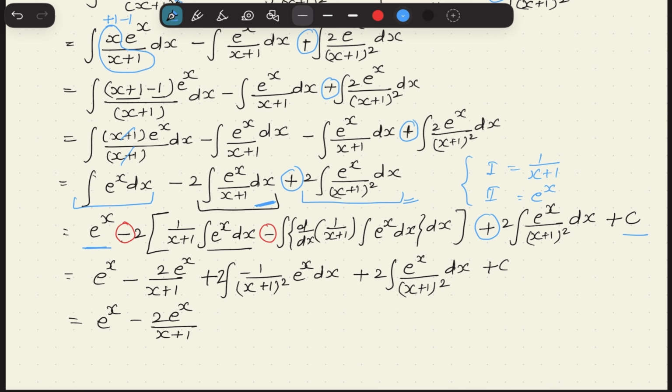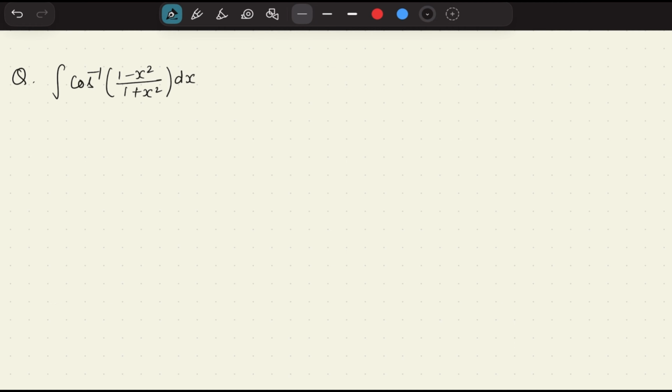These two terms cancelled out with each other, so we get plus c. This is our answer. Now we come to the next question: integration of cos inverse of (1 minus x square upon 1 plus x square) into dx.